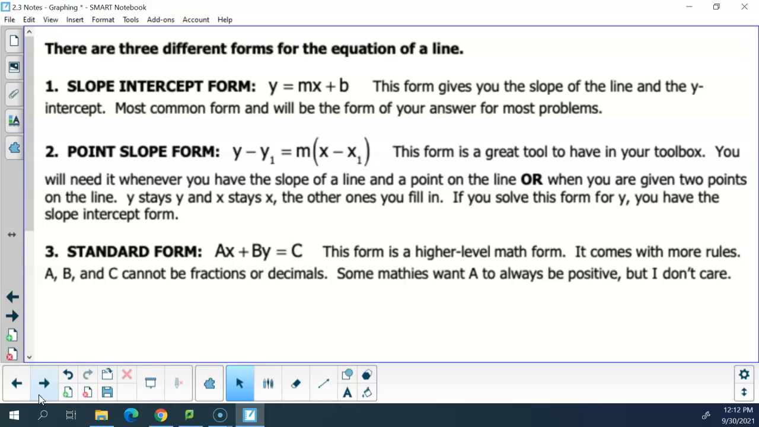Second rule is that there are no fractions or decimals whatsoever in standard form. Okay? All integers, a, b, and c are all integers. I'm just letting you know that it's out there, but I'm okay with not having it be a rule. And that is that some mathematicians want A to always be positive. Okay? I'm okay with A being negative. It doesn't matter to me if it's negative or positive. Okay? All right? So those are the three forms of a line that we will use and we will see.